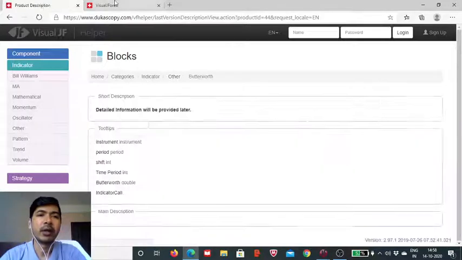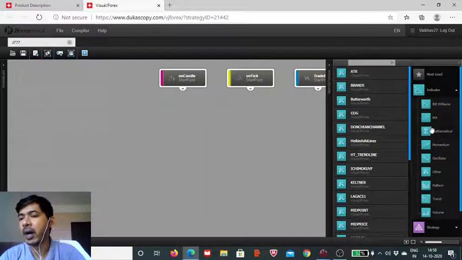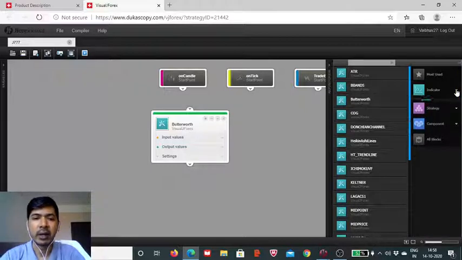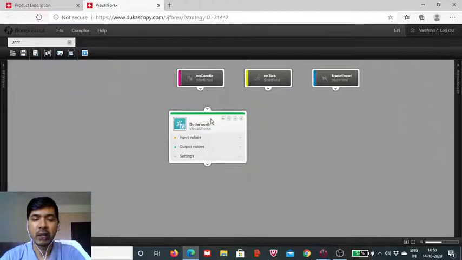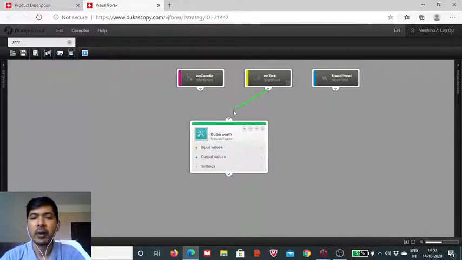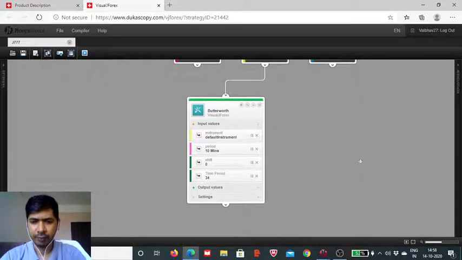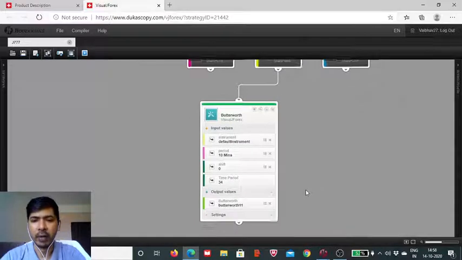Here we don't really have the description, so we straight away head to the Visual JForex platform developed by Dukascopy Bank SA. You can find these indicator blocks amongst other indicators listed here, and then we have to customize this block as per our requirement. Depending on our input parameters, we will be getting the output, which then can be utilized to set the conditions as per our requirement to carry out the trading on our behalf.